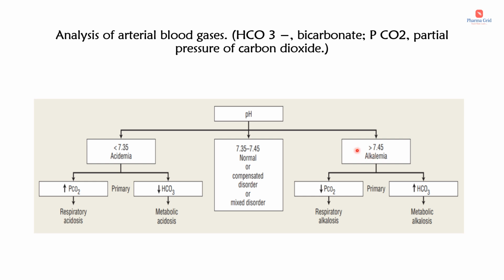And if the pH is greater than 7.45, then it will be alkalosis or alkalemia. And this alkalemia can be further divided into respiratory alkalosis and metabolic alkalosis. Respiratory means it is related to partial pressure of carbon dioxide. In respiratory alkalosis, there will be a decrease in the partial pressure of carbon dioxide. Then metabolic means it will be related to the bicarbonate levels. In metabolic alkalosis, there will be an increase in the bicarbonate levels.